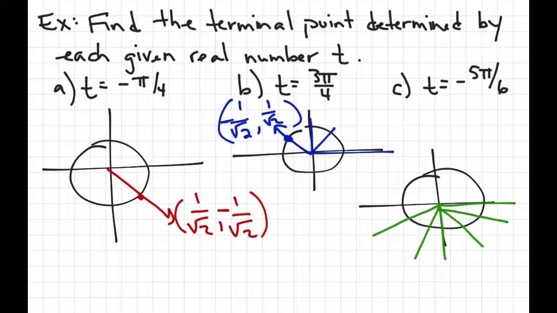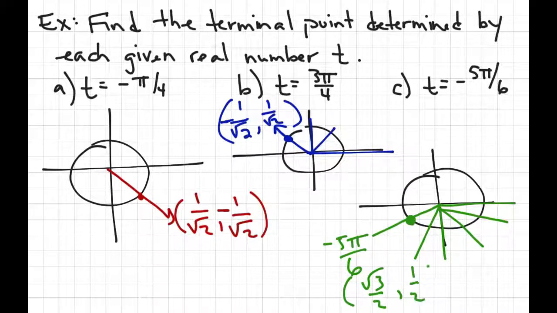Negative 5 pi over 6 would be here in quadrant 3. It's going to have the same ordered pair as pi over 6. The ordered pair for pi over 6 was square root of 3 over 2, comma 1/2. Except since it's in quadrant 3, we know that both x and y are negative. So the answer must be negative square root of 3 over 2, comma negative 1/2.